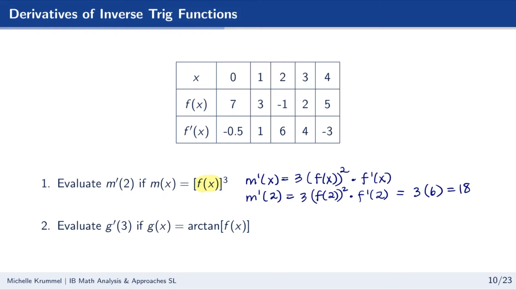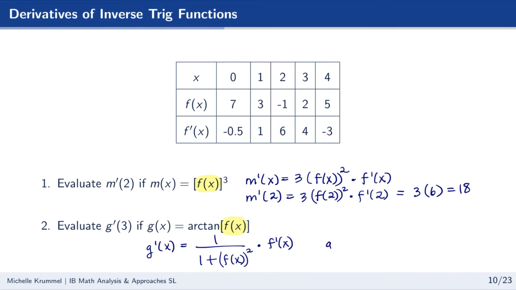Okay, number 2, evaluate g prime of 3 if g of x equals arctan of f of x. This isn't arctan of x, this is arctan of f of x. So also chain rule required here. Arctan of stuff. So let's highlight the stuff. F of x is once again the stuff, the inner function. So g prime of x is the derivative of arctan of stuff. And the derivative of arctan stuff is 1 over 1 plus stuff squared times the derivative of the stuff.